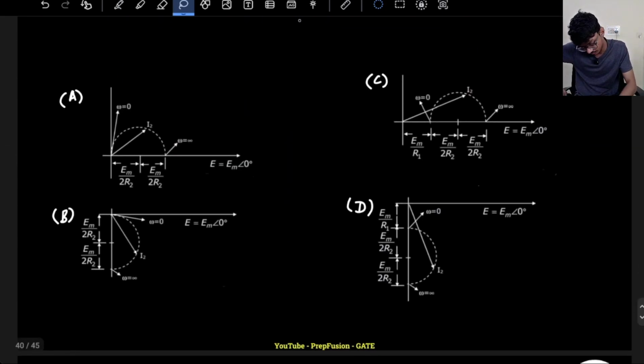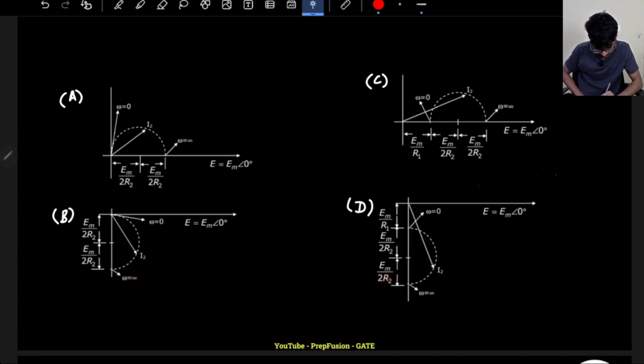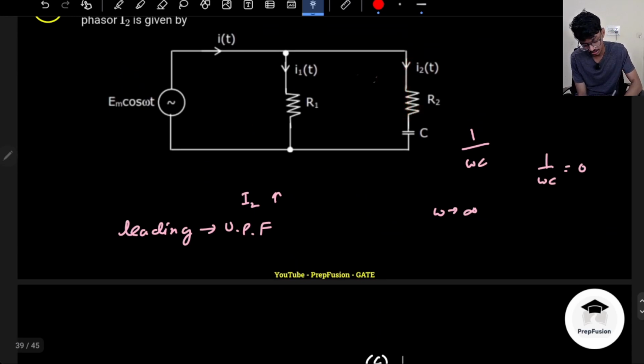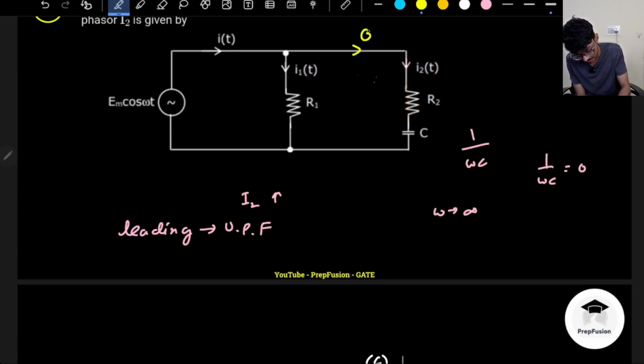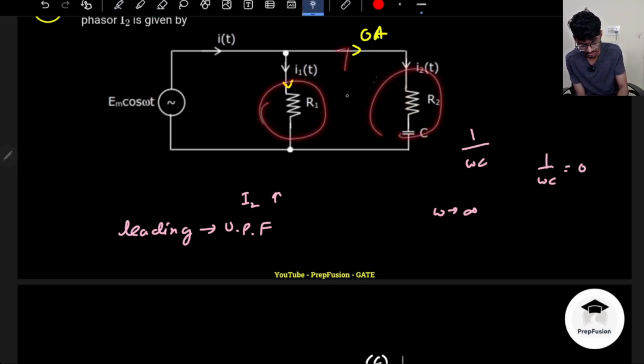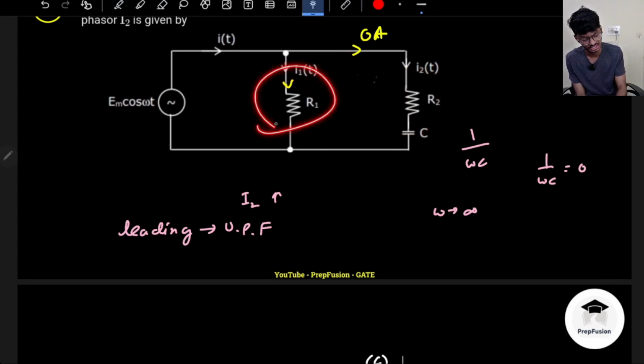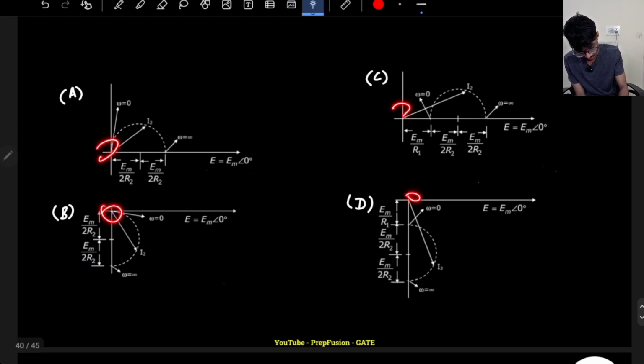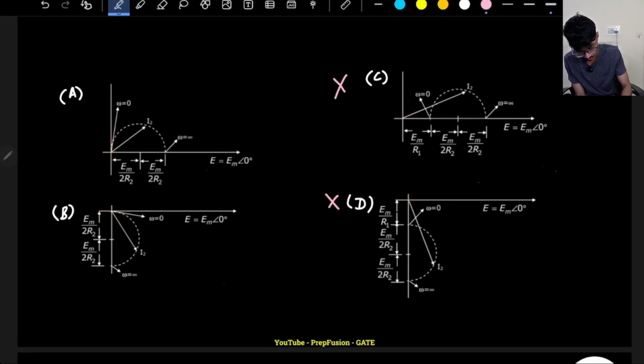So if I check here, these are the locus diagrams. This is at omega equal to 0. At omega equal to 0, this is providing infinite impedance, so no current will flow through here, all of the current will flow through here only. I have two paths, one providing open circuit infinite impedance, the other providing some finite impedance. Current chooses the least resistive path. So I2 will be 0 at omega equal to 0. In these two options I2 is not 0, so not possible. C and D are automatically eliminated.